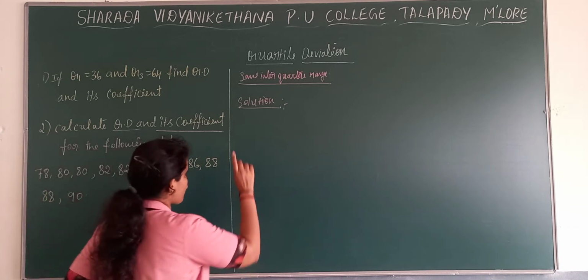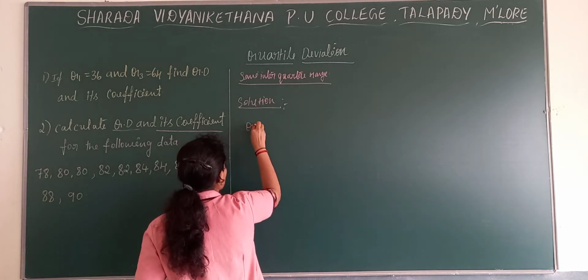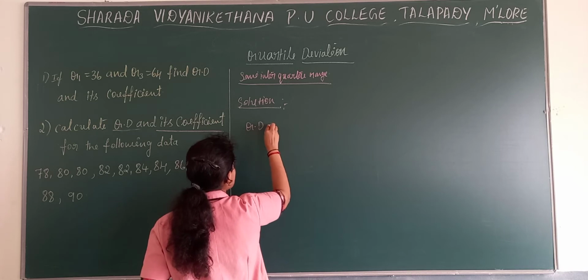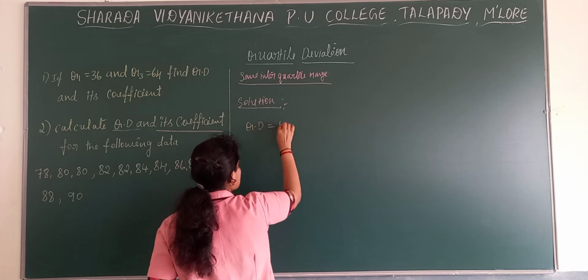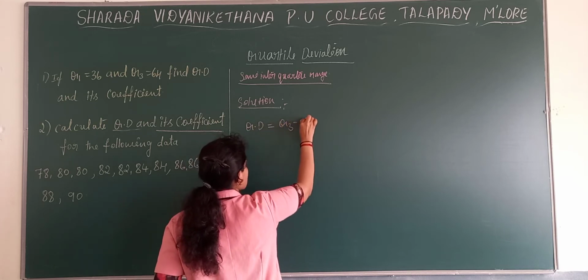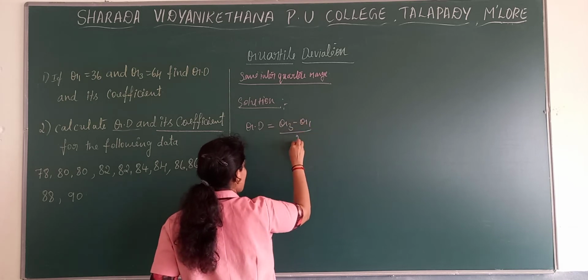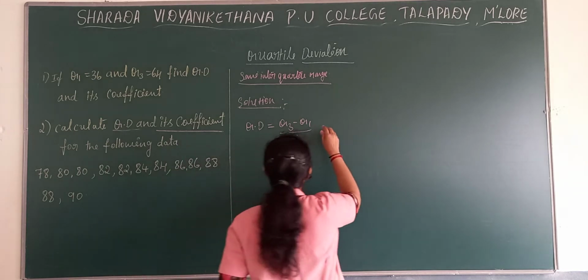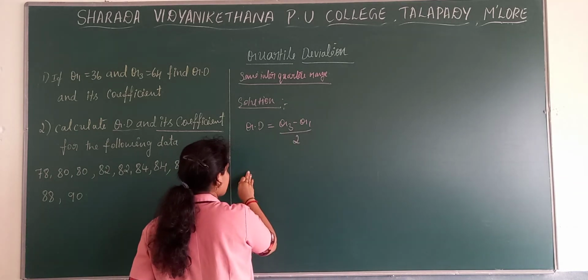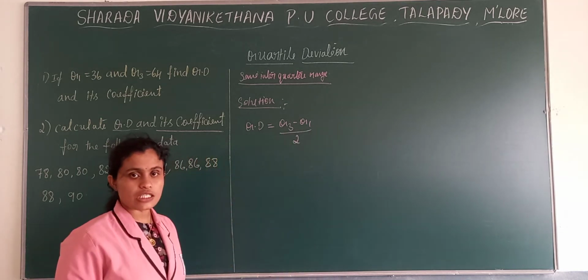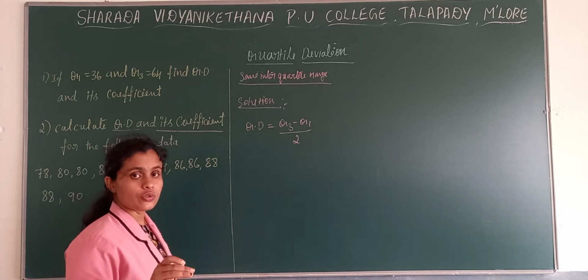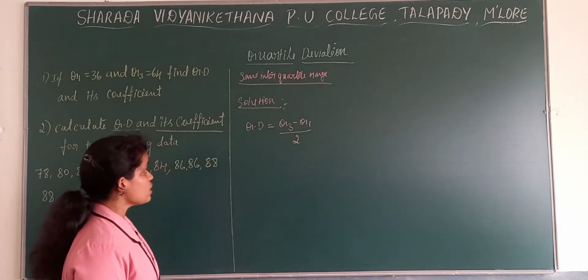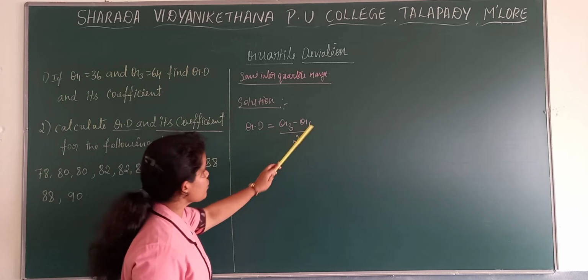So just write the formula of quartile deviation. Quartile deviation is equal to Q3 minus Q1 divided by 2. This is the quartile deviation formula, and the coefficient of quartile deviation is Q3 minus Q1 divided by Q3 plus Q1. For that you require Q3 and Q1.